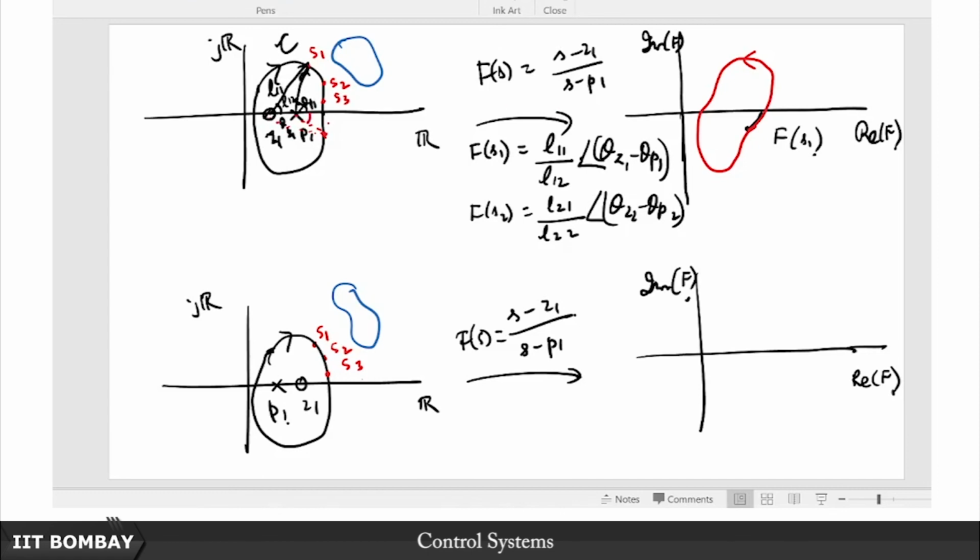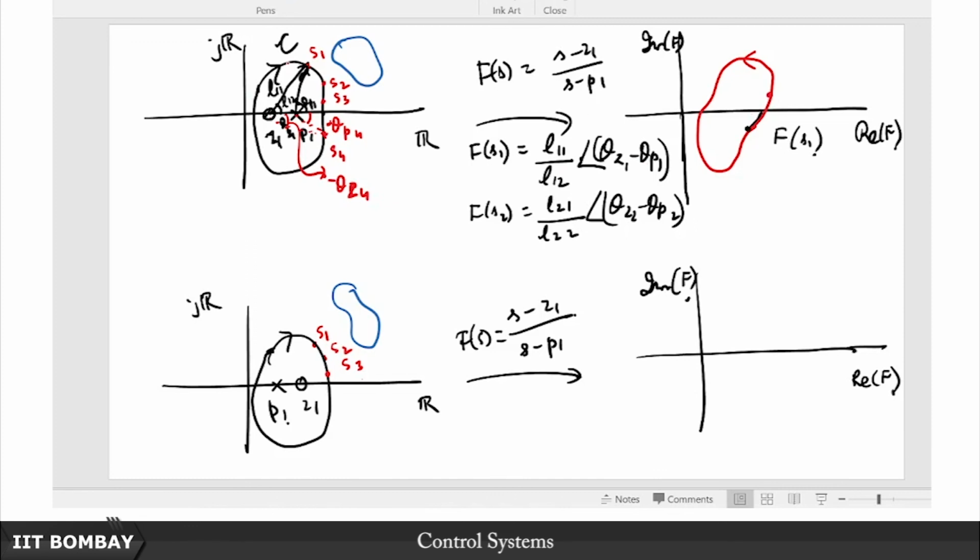This is going to be theta, let us call this point S4. So this is going to be theta P4 or minus theta P4, because this is a negative angle, and this is going to be minus theta Z4. So the angle is going to be theta P4 minus theta Z4, which is going to be a positive angle, so it is going to be somewhere here, right.